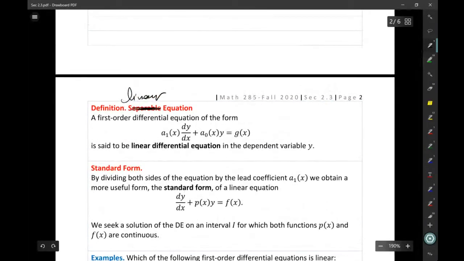Have a look. A first order differential equation in the form a1 of x dy by dx plus a0 of x times y equals g of x is said to be a linear differential equation with dependent variable y. Here it means this is the only y and this is the only y, but everything else should be either a constant or a function of x.